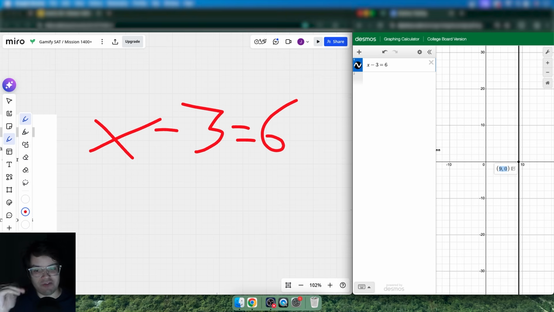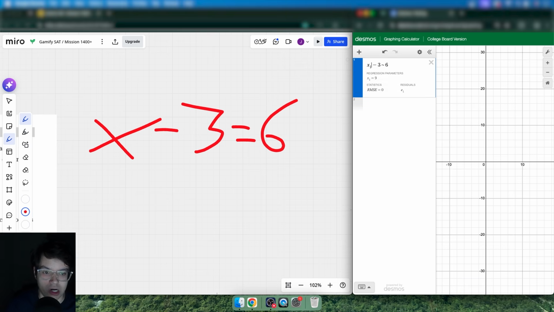But if you want to save a couple extra seconds, and honestly this really does save so much time because it's so easy to do, you can just replace the equal sign with a tilde and put the x as an x1 instead and just use regression on it. And it gives you the same exact answer, and now you don't even have to look at the graph. So it just saves a bunch of time.